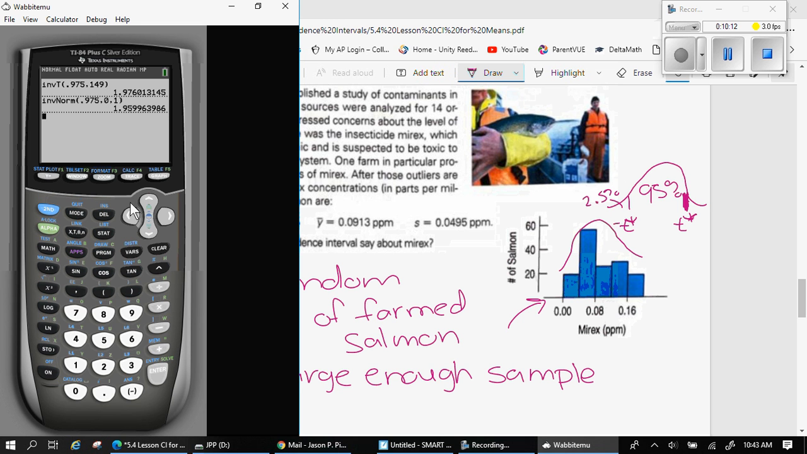So calculating the actual confidence interval in the calculator, we're going to say stat tests, and it's going to be choice 8, t interval. And we have a couple options. If we're given the data, we can put the data in a list and we can just tell it which list we used. We don't have a list, so we're going to choose stats, and we are going to use the data we have. So we have the mean. It is 0.0913.